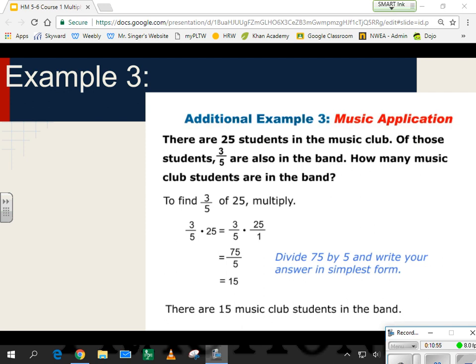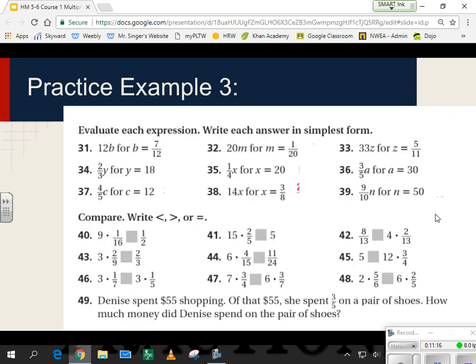Simply put, we just have to multiply 3/5 times 25. 3 times 25 gives you 75, and 5 times 1 gives you 5. So how many times does 5 go into 75? You have to divide to find the simple answer of 15. So there's 15 students that are in band and are in music club. So copy this down if you think you need to.